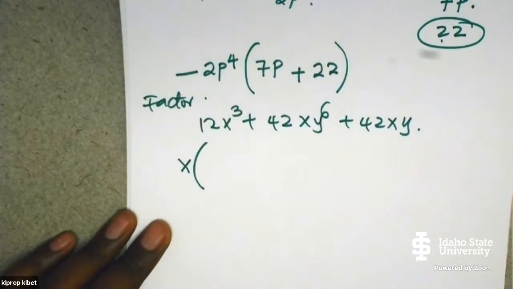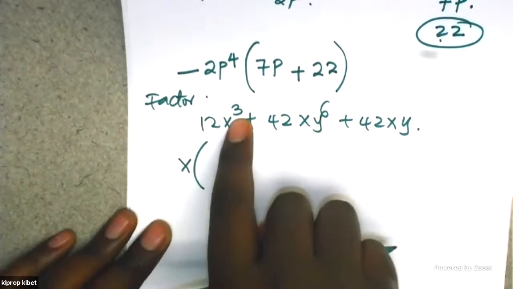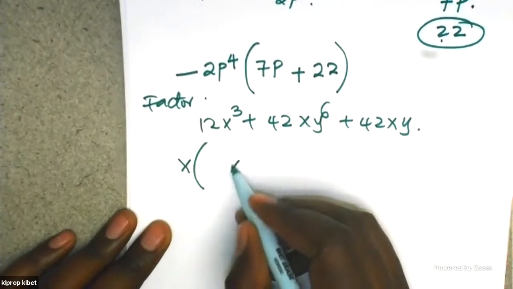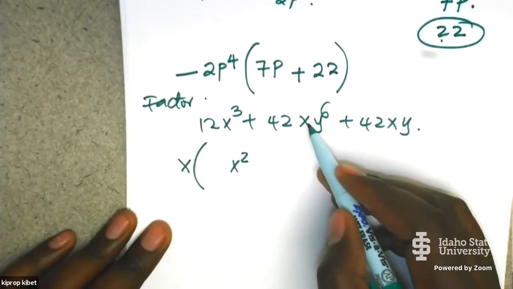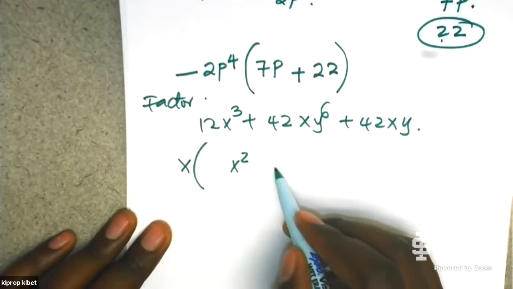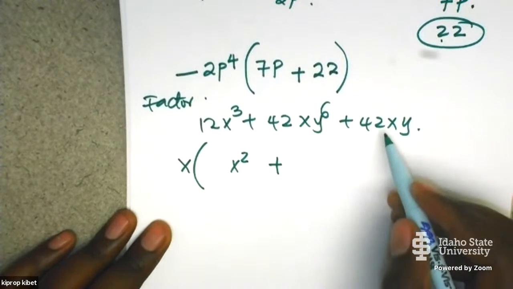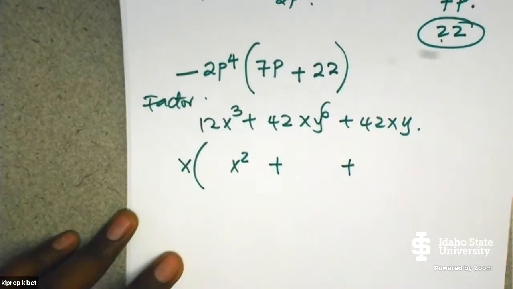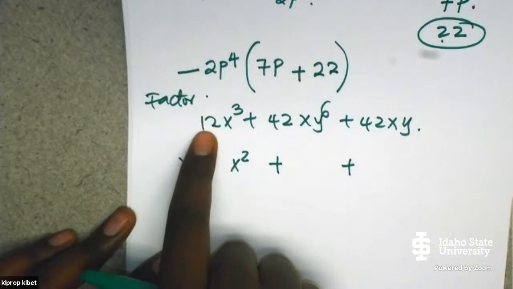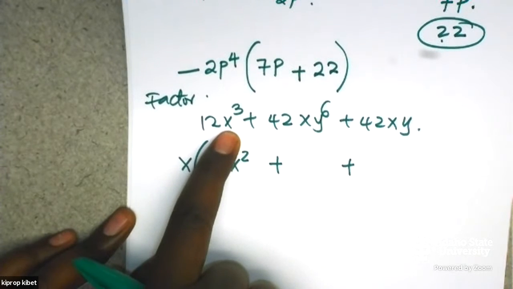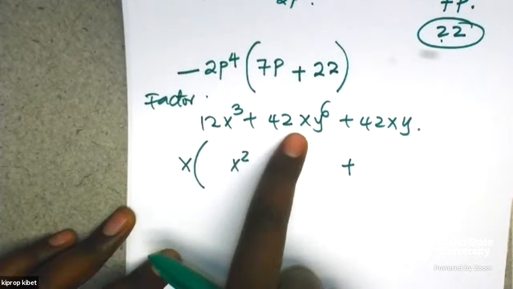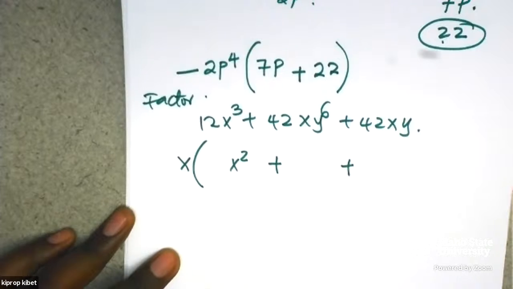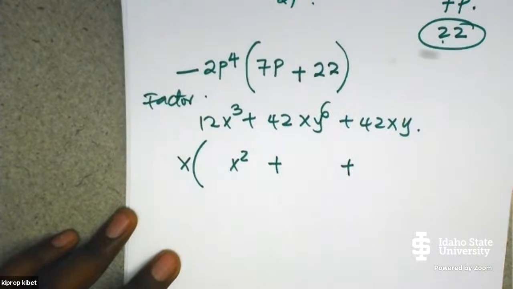In this case, what remains here is x squared. What remains here? There is no x. Now, another common thing here, do you have y here? We don't have y. Do we have y here? No, we don't have. So the y will not be part of the greatest common factor.